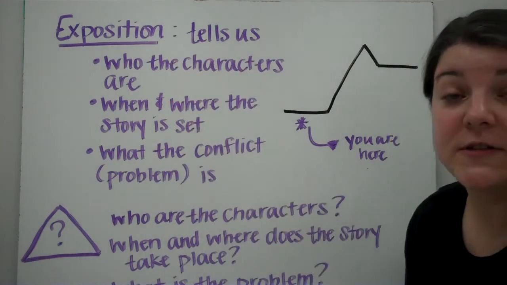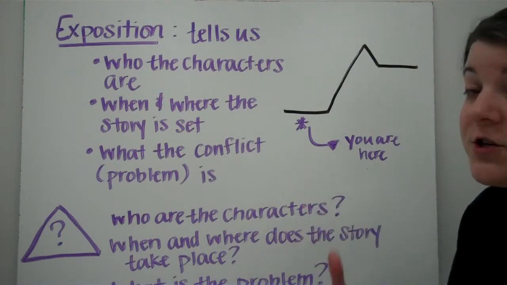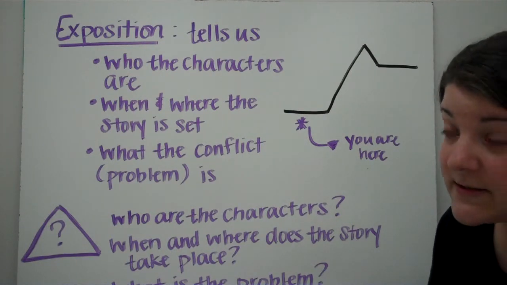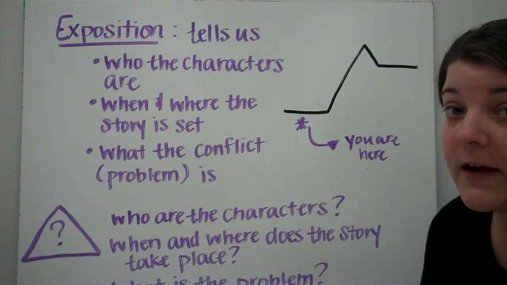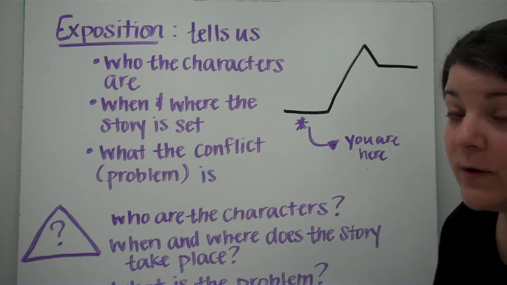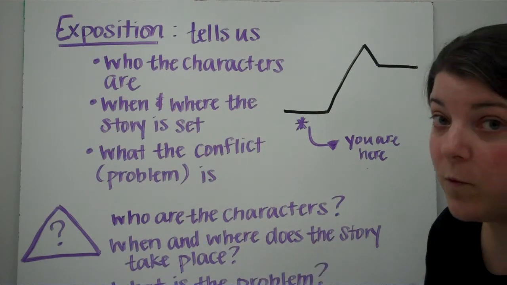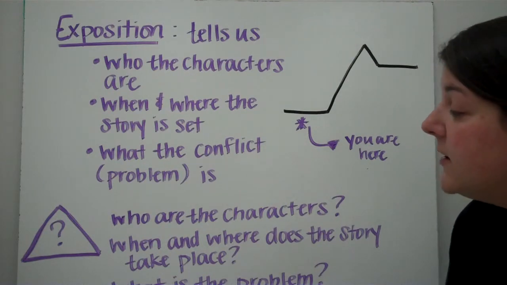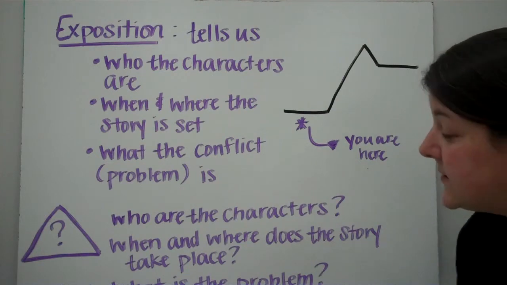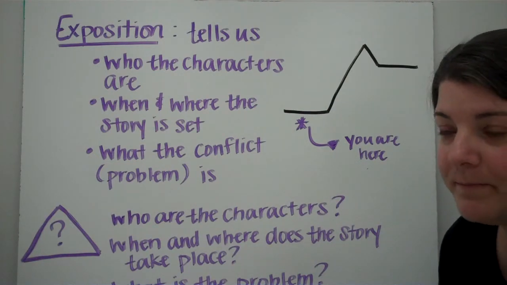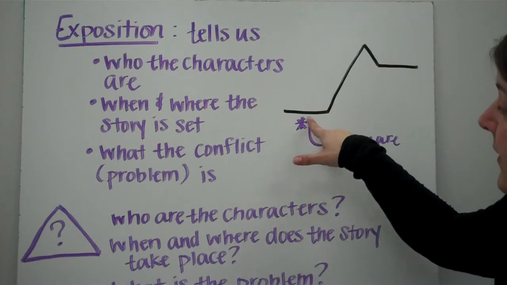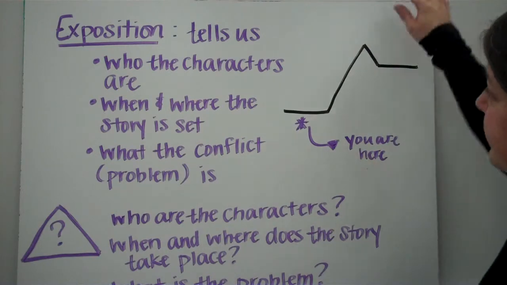Well, exposition is the first part. It actually tells us who the characters are, when and where the story is set, as well as what the conflict, also called the problem, is. So, the questions that you would have when you are looking for the exposition in a story's plot would be, who are the characters? When and where does this story take place? As well as, what's the problem? Now, in the mountain, you are here, down at the bottom. So you are walking toward the mountain.